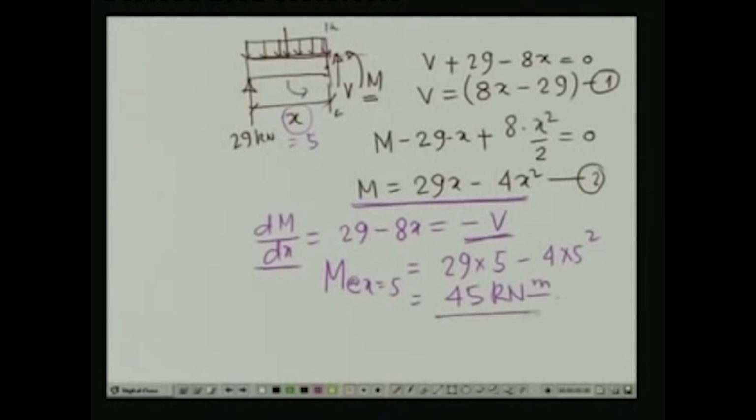Now, what happens is that the moment at that particular point is equal to 45 kilonewton meter. Now, let us calculate the value of the bending moment and shear force at section BB. Then you can compare these two and see what happens to the shear force when there is no loading into it.